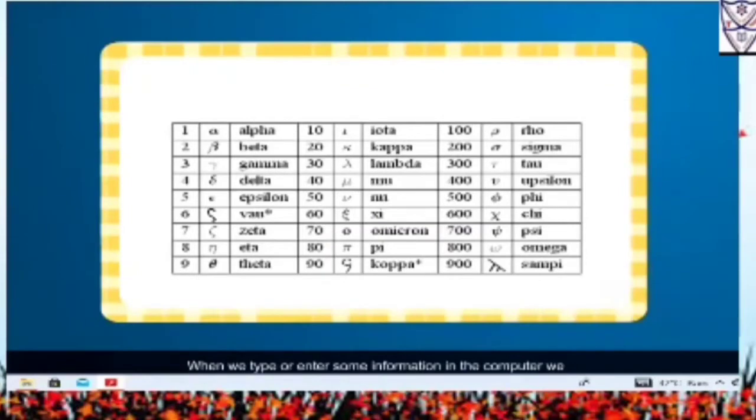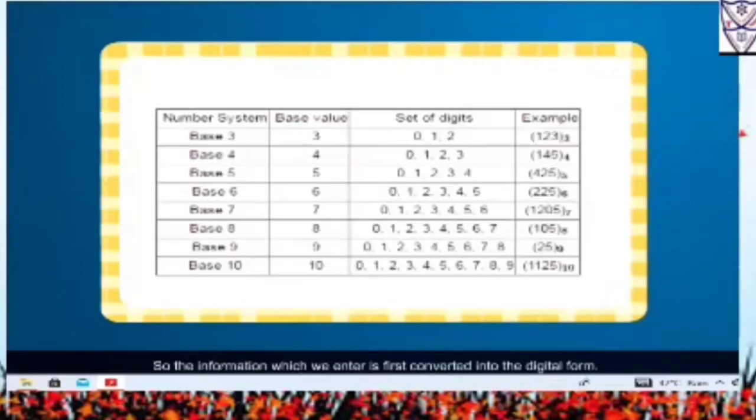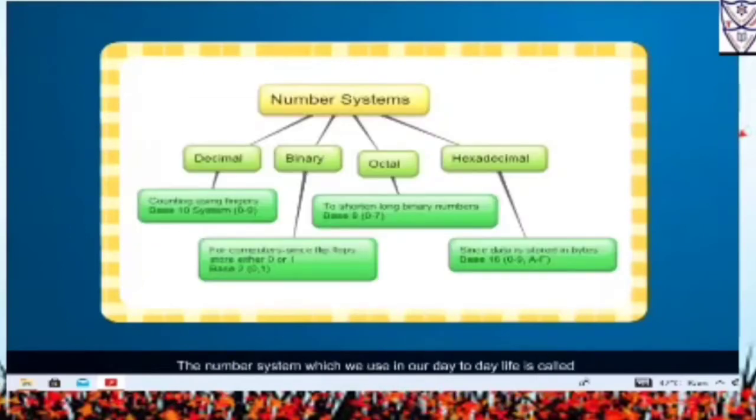When we type or enter some information in the computer, we use letters, numbers or words to represent it in the system. But computer uses digits to represent and process this information. So the information which we enter is first converted into the digital form. The number system which we use in our day-to-day life is called decimal number system, while computer uses binary, hexa or octal number systems.